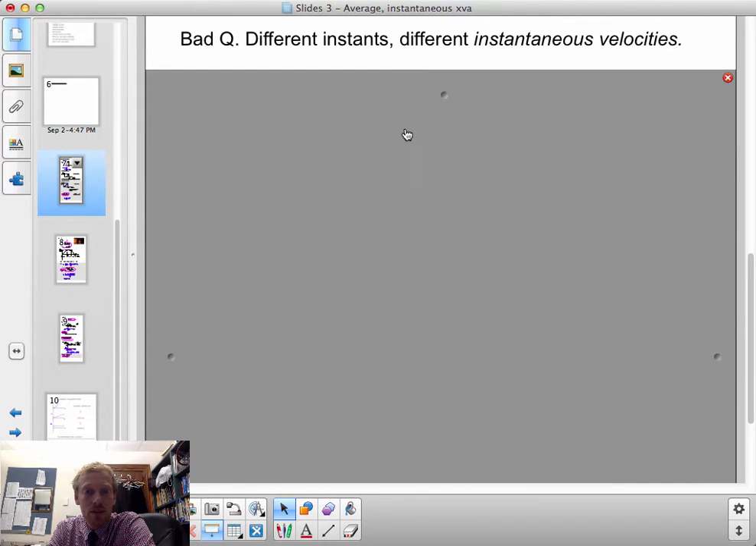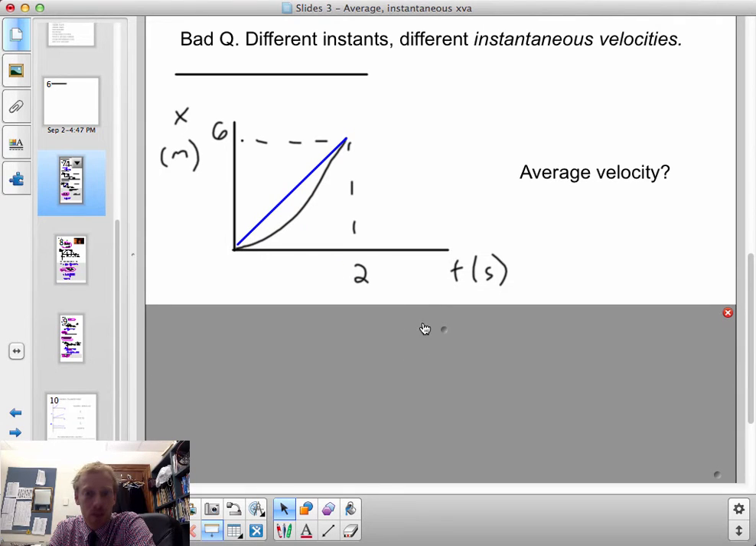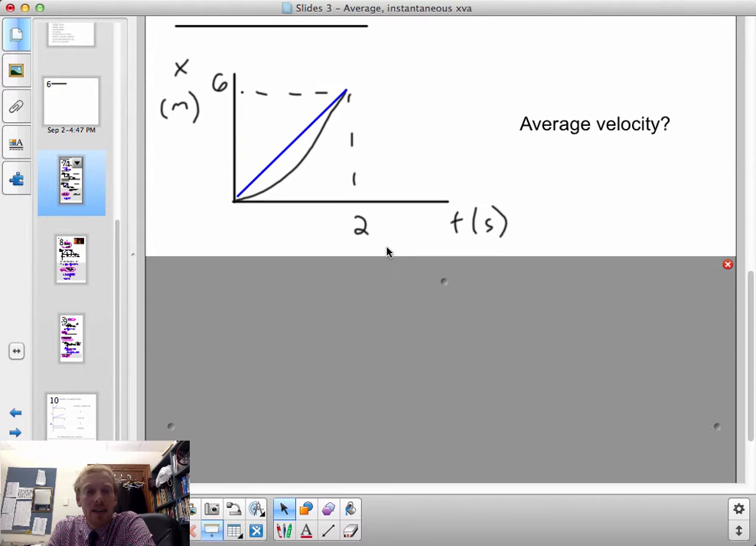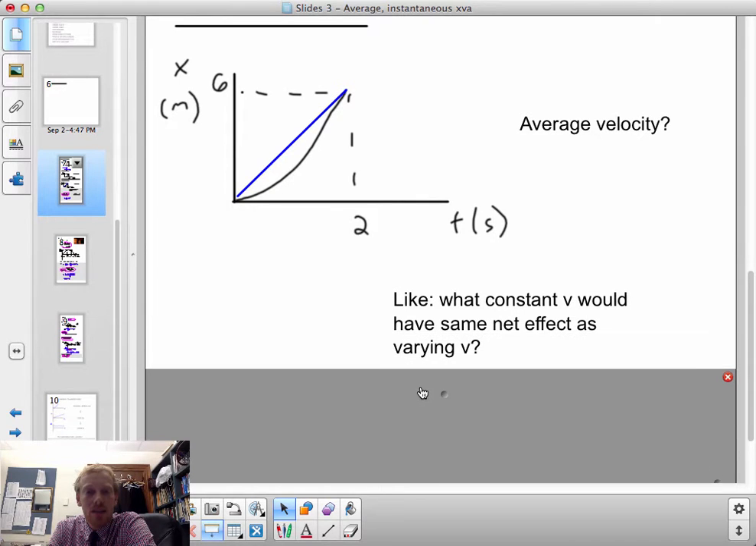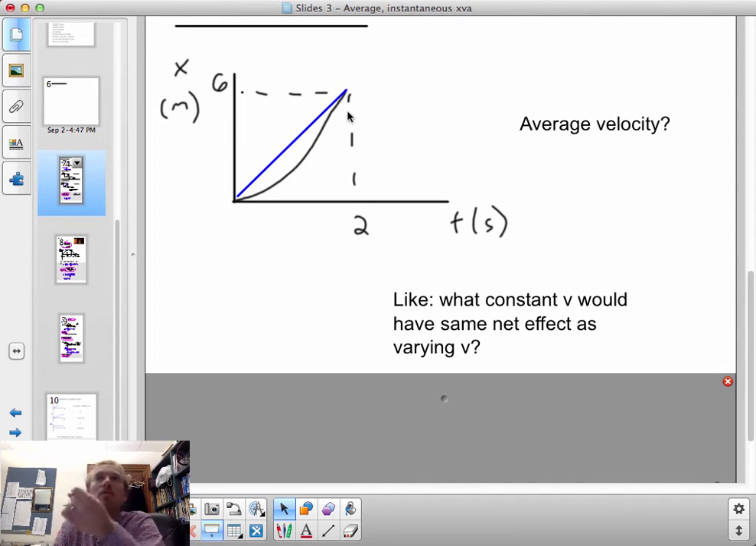I could ask a different question, and that is to ask, what is the average velocity of this object between 0 and 2 seconds? That is an answerable question. What's up with average? When I ask what the average is, it's like saying, yeah, the velocity changes, but if it had been going at just one velocity the whole time, what would that velocity have been to have the same effect as this changing velocity? See how there's the same displacement, 6 meters, with this changing velocity as if this blue average velocity had been the velocity of the object the whole time.